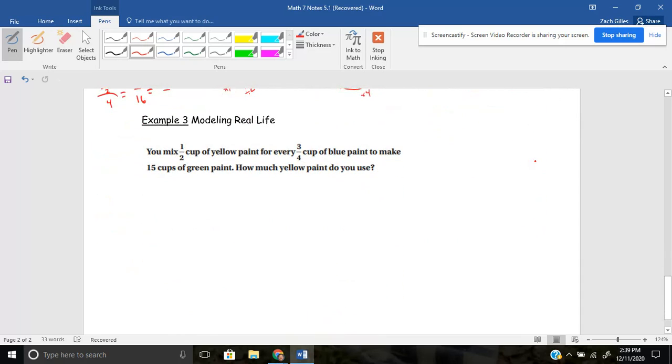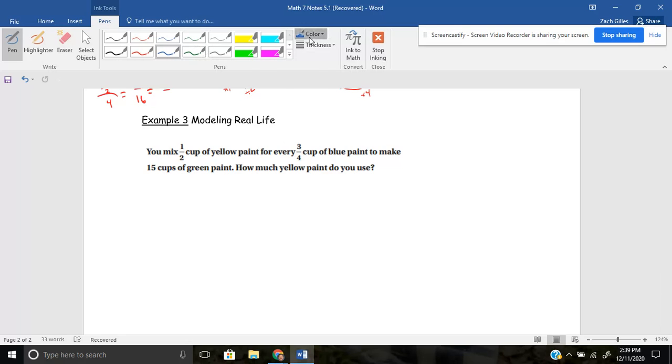Okay, last example here. It says, you mix 1/2 cup of yellow paint for every 3/4 cup blue paint to make 15 total cups of green paint. How much yellow paint do you use? Okay, so some of you are saying, well, 1/2 plus 3/4, that's not 15, Mr. Gillis. Well, no, we're going to use this ratio to find our new total, right?